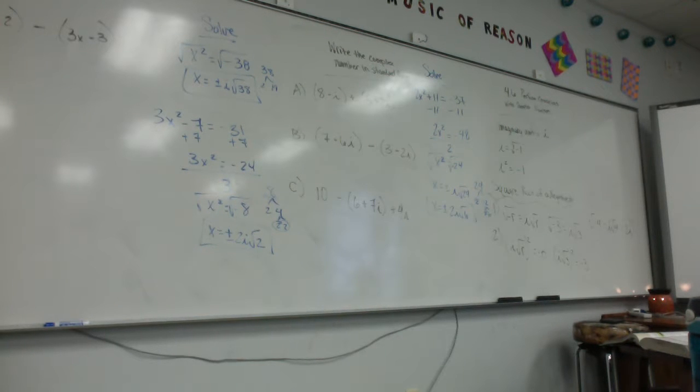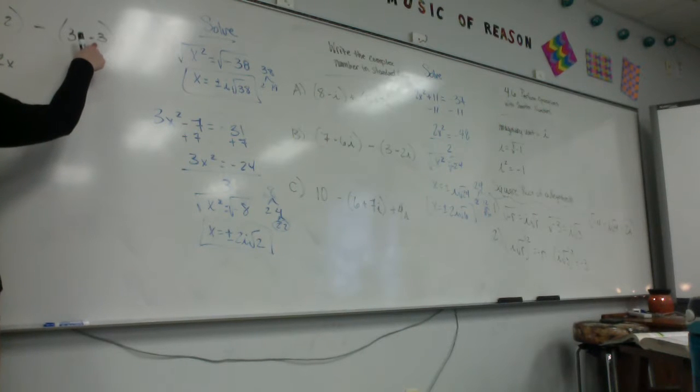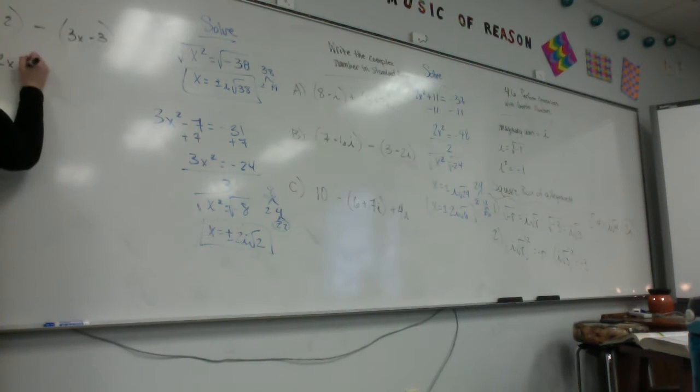You plug in what x equals? He says I'm not solving. How do I simplify that? Combine like terms. So what's x minus 3x? Negative 2x. What's 2 minus negative 3? Positive 5. And that's as far as I can go, correct?